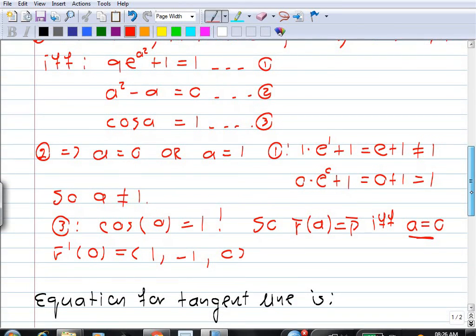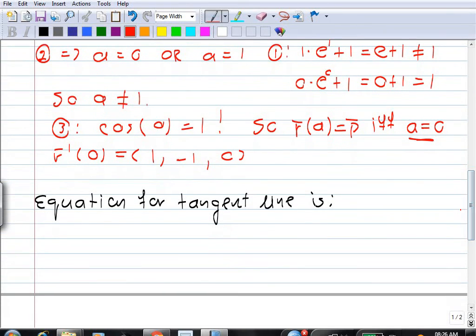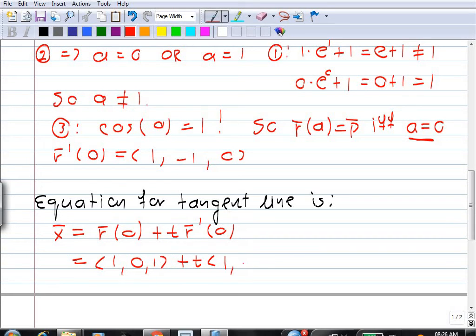Okay. So now we can write down the equation for the tangent line. It is r at 0 plus t times the derivative of r at 0. r at 0 is (0, 1, 1) plus t times the derivative we found, (1, -1, 0), t an element of R. Okay, so that's a relatively simple example.